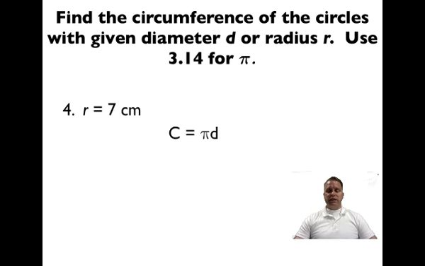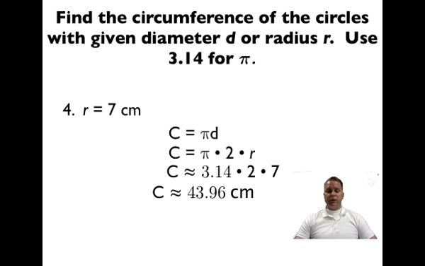The formula we're using is c is equal to pi times d. We don't have d here, they gave us r. So since they gave us r, we're going to need to multiply the r by 2 to get a d. So we'll have 3.14 times 2 times 7. When we do our calculations, we'll get 43.96 centimeters is the approximate length of the circumference.